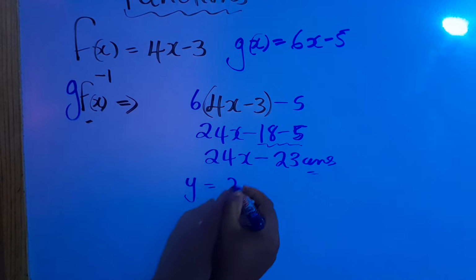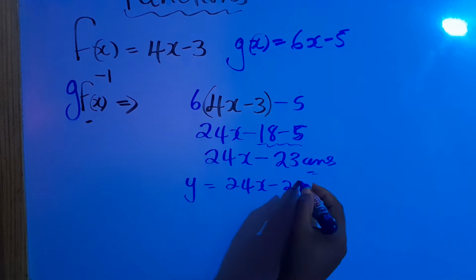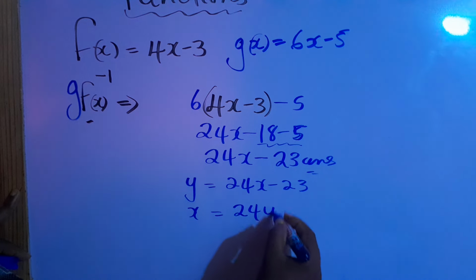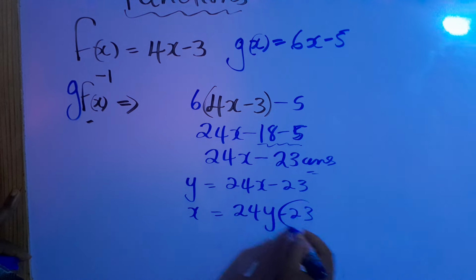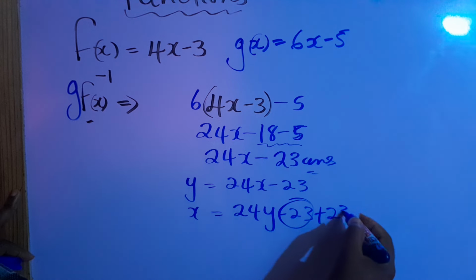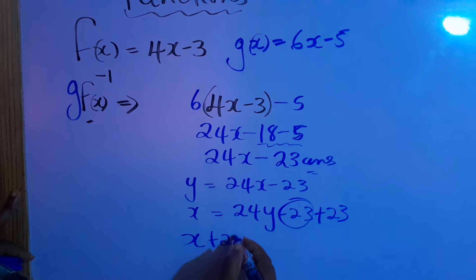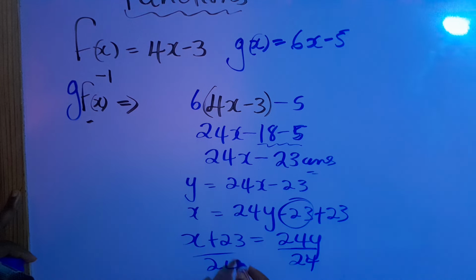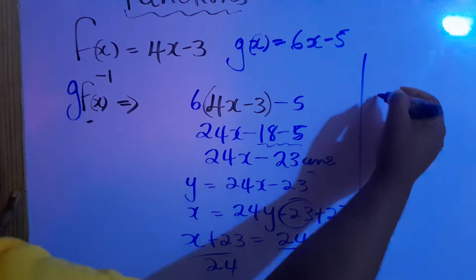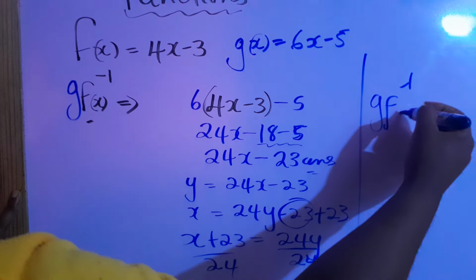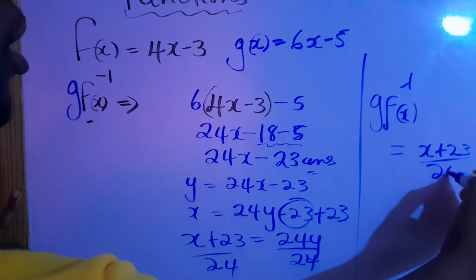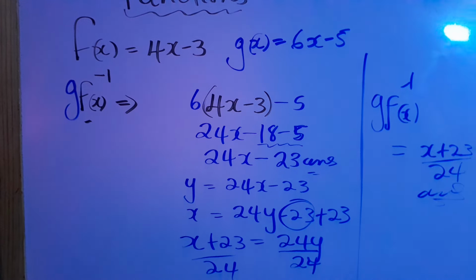So we change the function to y. So we have 24x minus 23. Interchange x for y and y for x. So that's 24y minus 23. Get rid of this minus 23 by adding 23 to both sides. So it will be x plus 23 equals 24y. And then for the final step, we divide by 24. So the inverse of gf of x is equal to x plus 23 divided by 24, and that would be our answer.